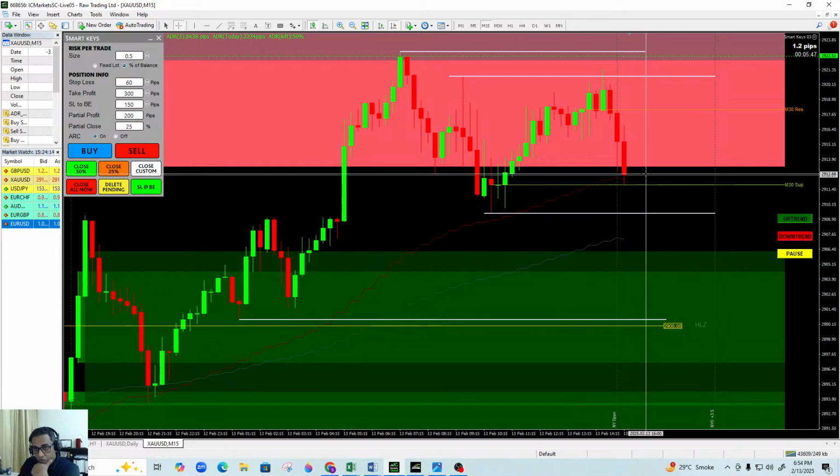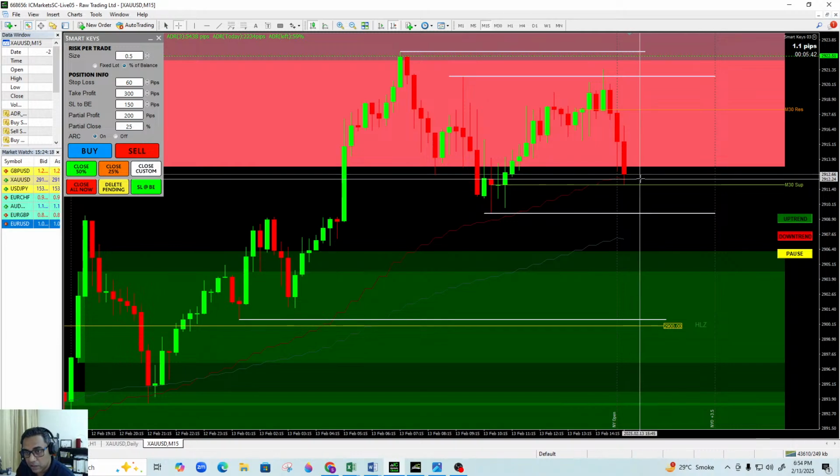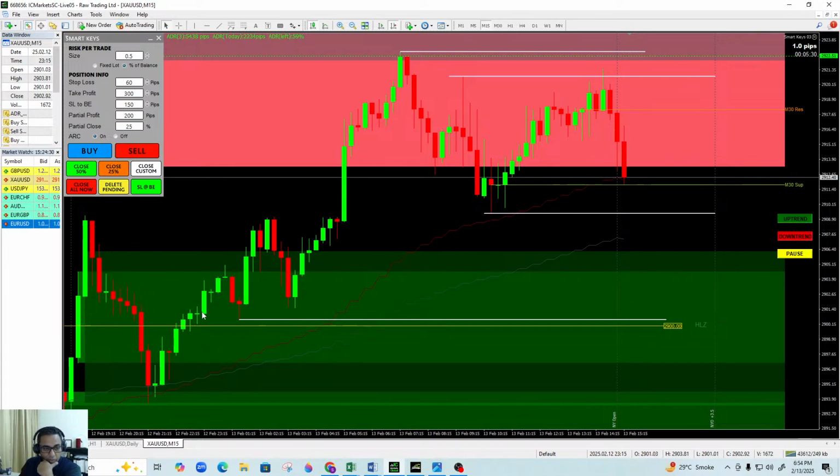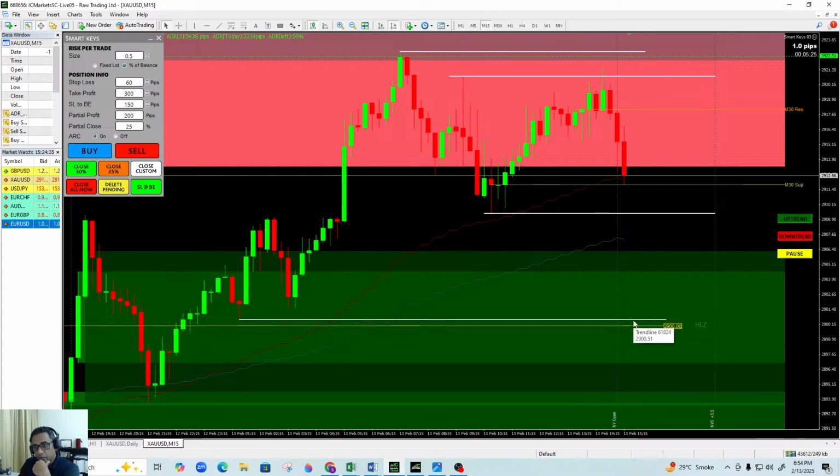So if this 15-minute candle closes like this, we should push down another 50, 60 pips, even another 80 pips, probably another 80 pips down. We've grabbed liquidity here. Yeah, we could push down.